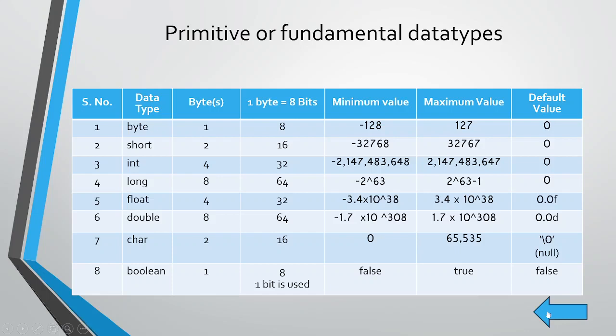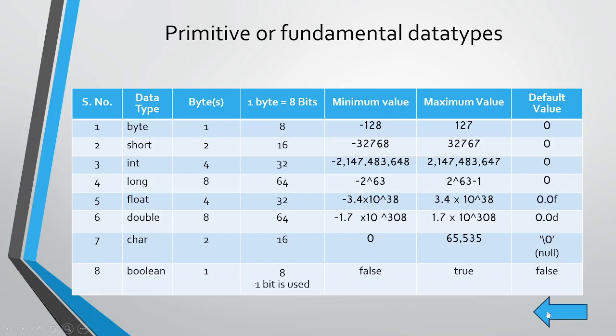The minimum value for integer is so big, and maximum also. Long, very big. Float with decimals, 10 raised to the power of 38. Double with decimal, 10 raised to the power of 308. Characters 0 to 65,535. Boolean either false or true. Now coming on to default values, all integers, that is first 4, default value is 0.